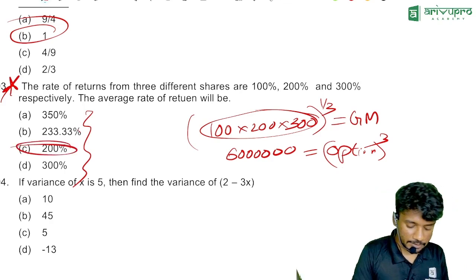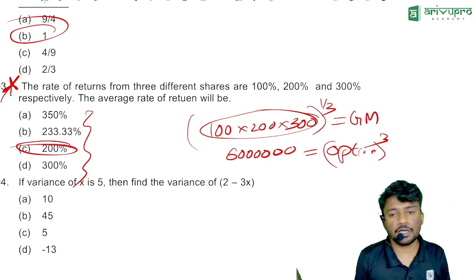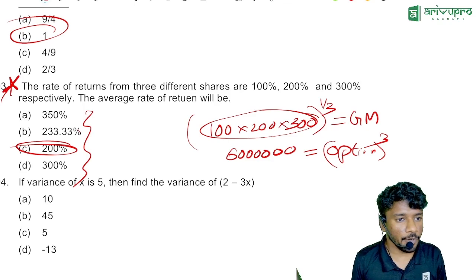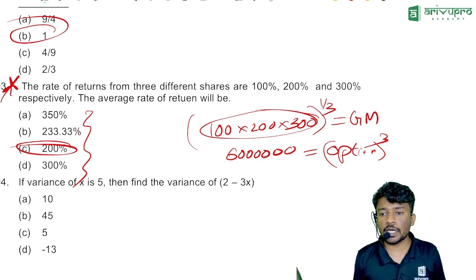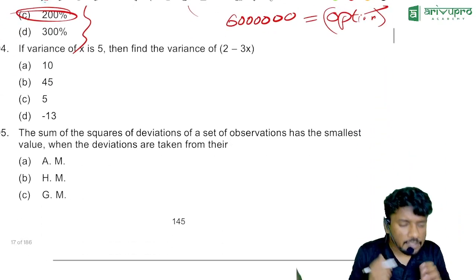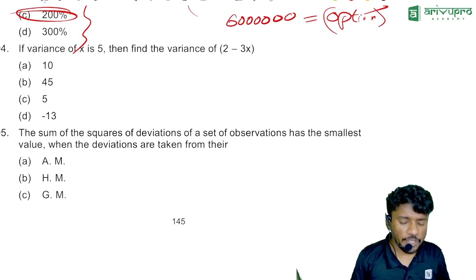200 is our nearest answer. So option C is our answer. Got the point? Yes. Can we do the next one? Find it. Yes. How will you get it?